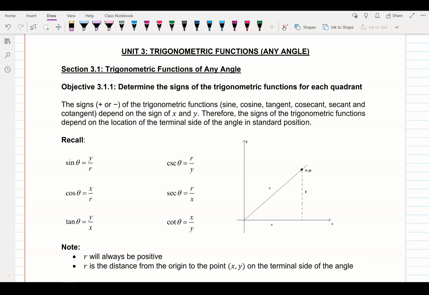In this lesson we're going to start Unit 3. We're going to be dealing with trig functions with any angle, and specifically the signs of those trig functions. So they have a plus or a minus sign depending on the quadrant that they're in. And then we're going to be dealing with reference angles. So let's get right into it.